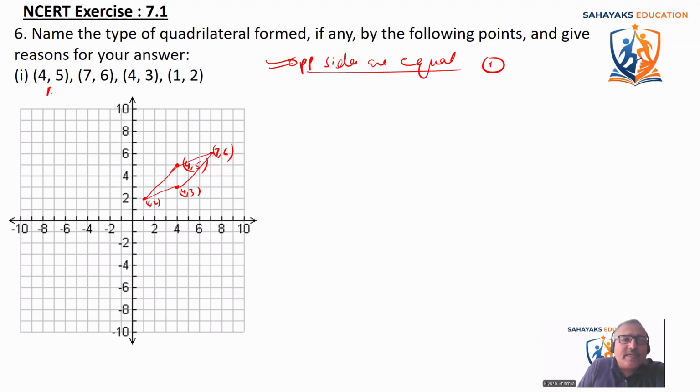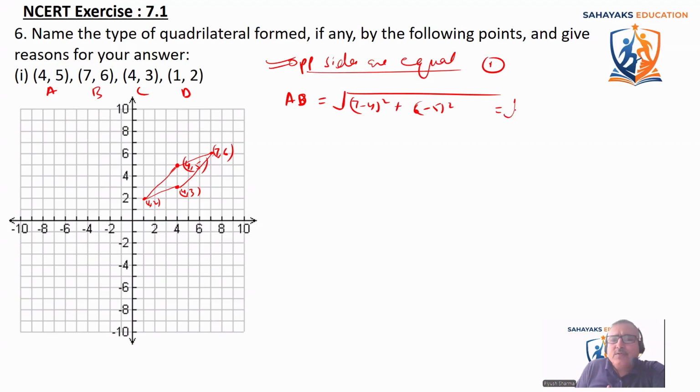Let's consider this point as A, this point as B, this point as C, this point as D. Let's find out AB. AB is the square root of 7 minus 4 whole square plus 6 minus 5 whole square. 7 minus 4 is 3, 3 square is 9, plus 1 square is 1. So it comes out to be the square root of 10.